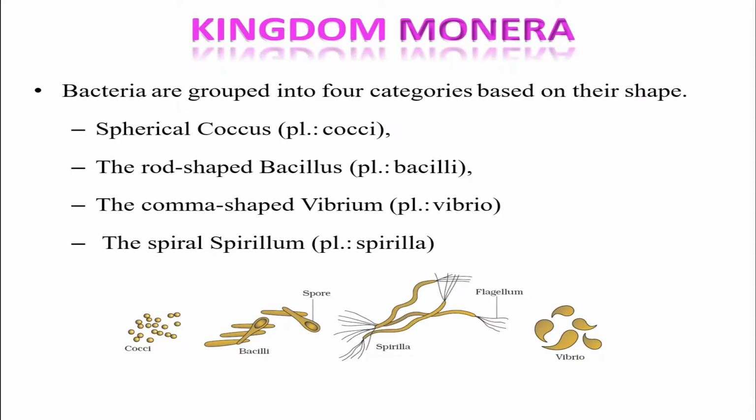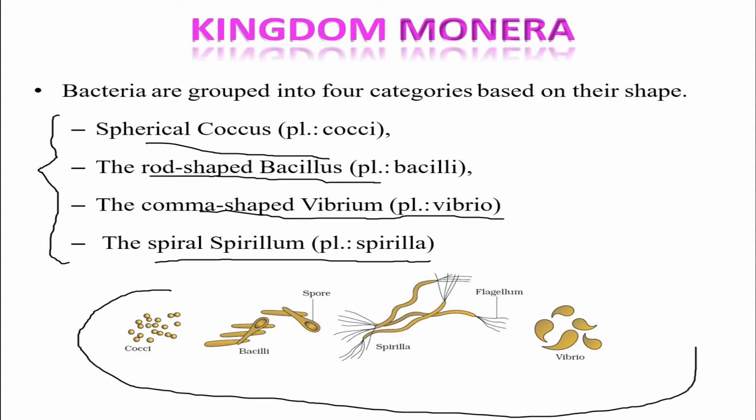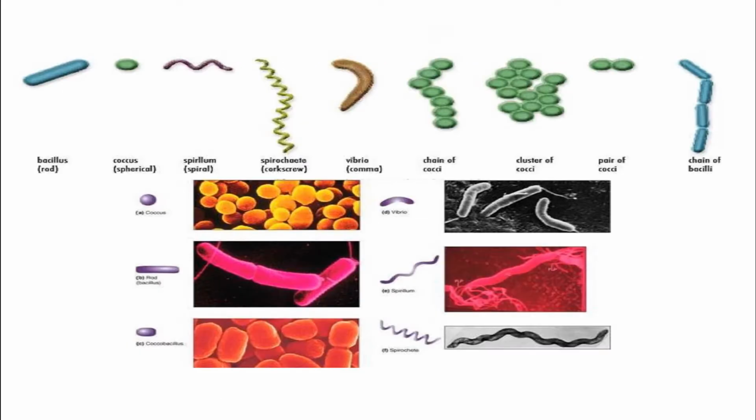So moving on with Kingdom Monera. Bacteria are of four categories, as I discussed previously. These are the spherical coccus or cocci, the rod-shaped bacillus or bacilli, the comma-shaped vibrio, and the last one, the spiral spirillum or spirilla. So these are pictures of the four types of bacteria under Kingdom Monera. These are some more pictures of the different forms of bacteria, so you may just check them out.